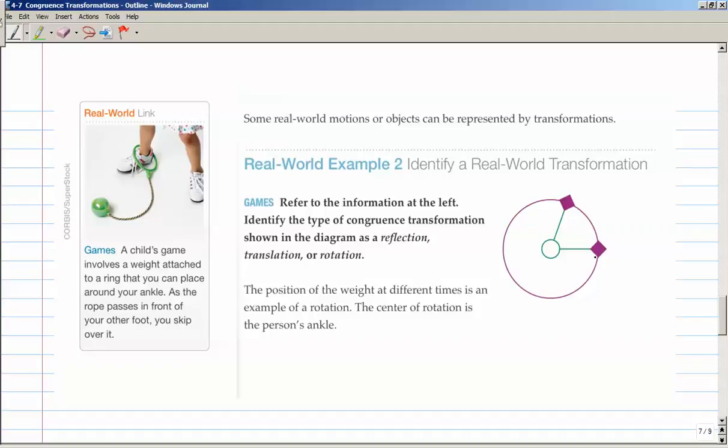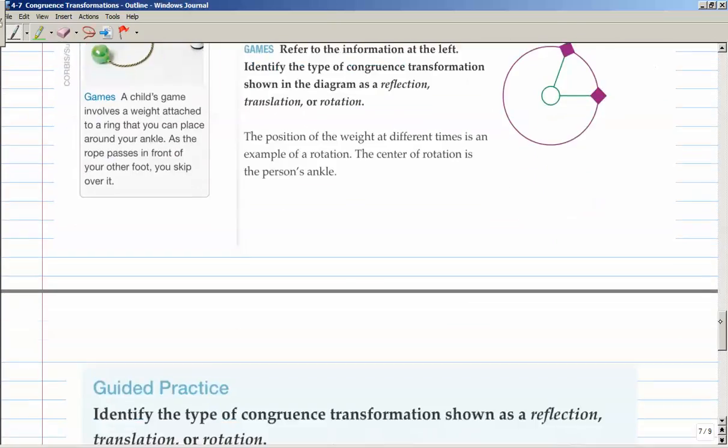So this would be an example of a rotation, because as you swing your leg around, the little ball on the end rotates around the center of rotation, which is your ankle.